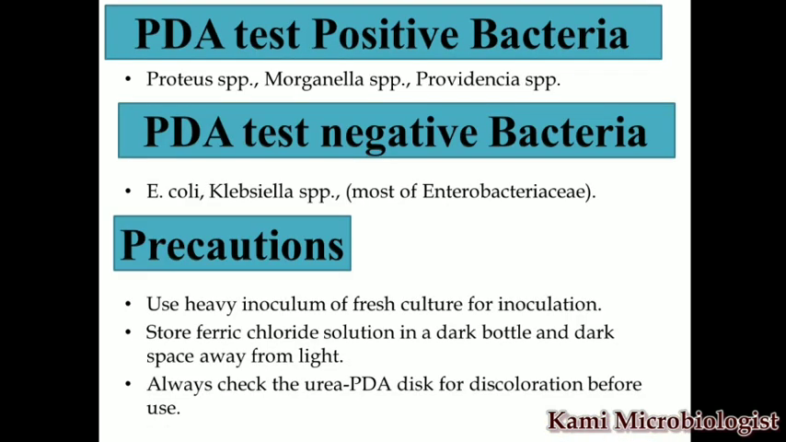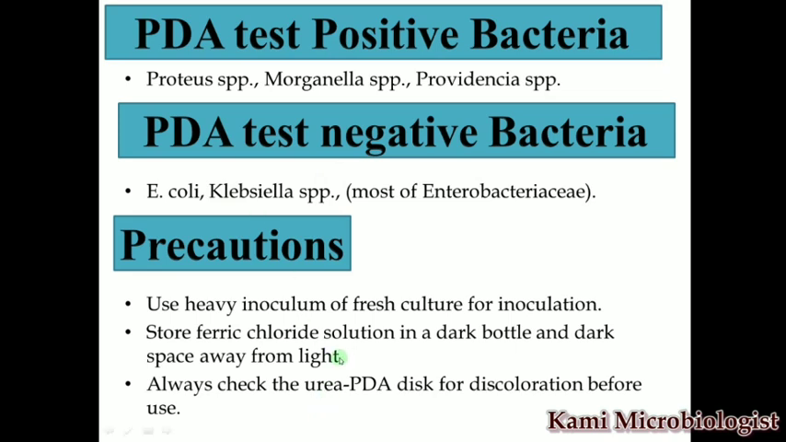Now this is the result, and let's see which type of bacteria give us a positive result and which type of bacteria will give us a negative reaction. The PDA positive bacteria are Proteus species, Morganella species, Providencia species. These are the PDA test positive bacteria. PDA test negative bacteria are E. coli, Klebsiella, and also some other Enterobacteriaceae as well.